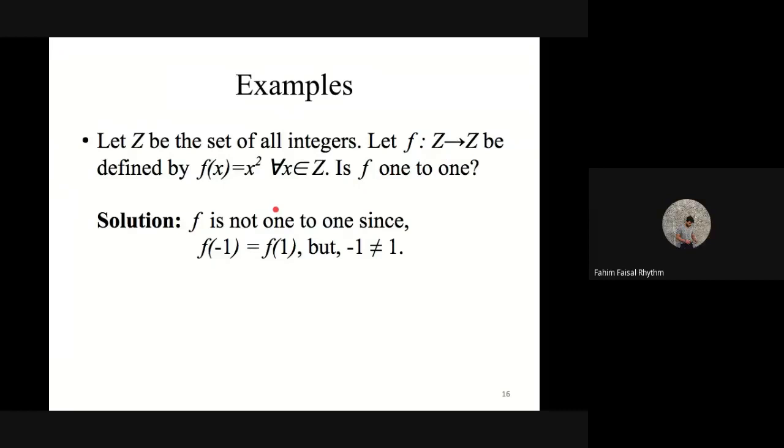Miss, but if the domain was positive integers, then it would have been a one-to-one function, right? That was my question. You tell me. If the domain, instead of Z, we had Z plus for the domain, what would happen? That is the set of all positive integers. If we had the set of all positive integers to be the domain, what would happen? Yes, miss. One-to-one function.